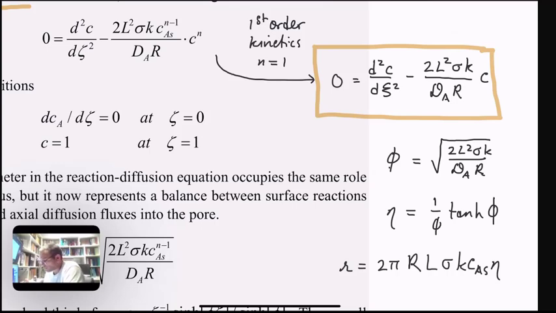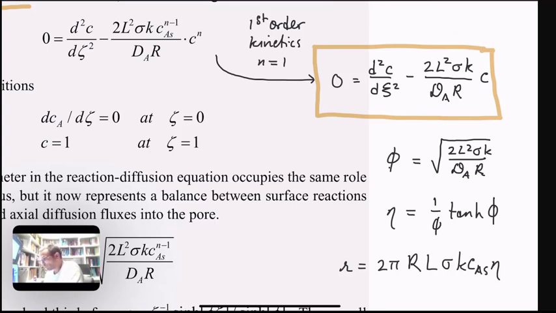We don't have to resolve this equation. We've already seen solutions to this. We know that the solution ends up giving us a hyperbolic sine form, and then if we use that to formulate an effectiveness factor, we're going to get 1 over phi tangent hyperbolic of phi.